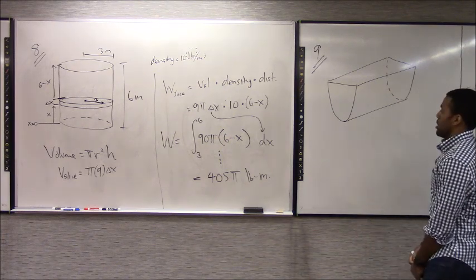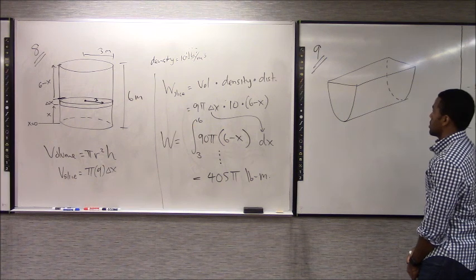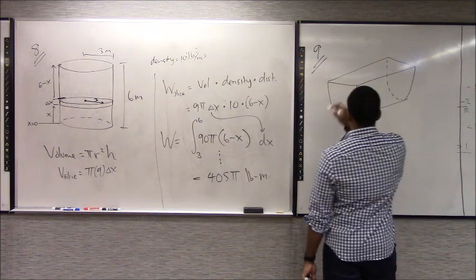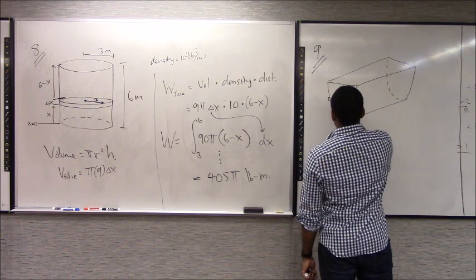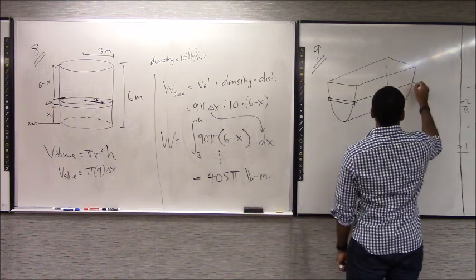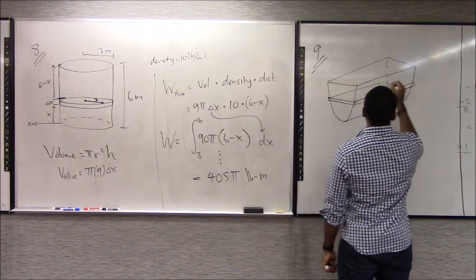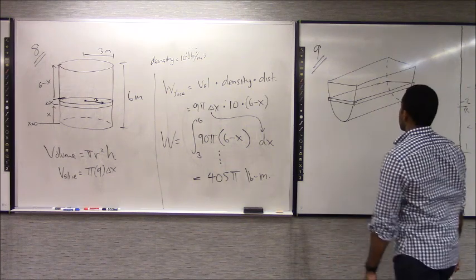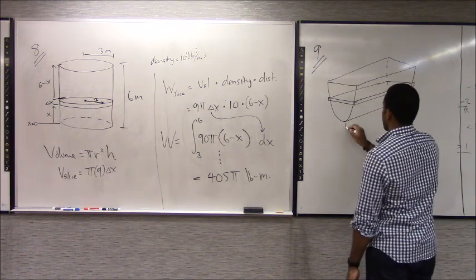Okay, so now what? Now define a slice. So if you could draw a rectangular slice across it, it'll look like a rectangle here. So then the volume of a rectangle is length times width times height. Okay, length is going to be 10.